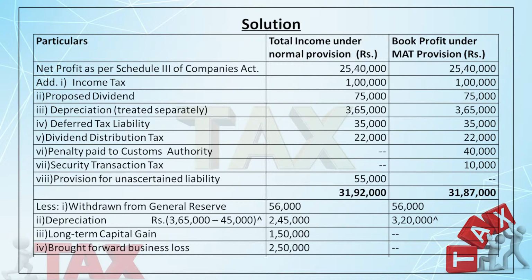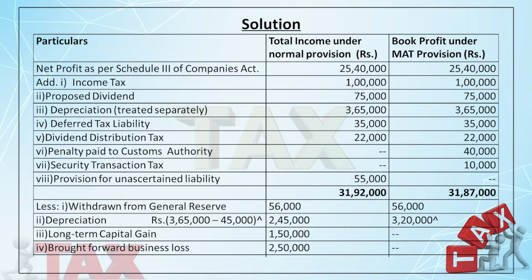So, the starting point is the net profit, that is 25,40,000. Then income tax, proposed dividend are added back. Depreciation is coming, it will be treated separately. Deferred tax liability will be added, dividend distribution tax would also be added, then penalty paid to customs authority. Mind it, in case of computation of total income, we did not consider it, because it is a normal expenditure for computation of total income as per normal provision, but in case of book profit, it would be added back.